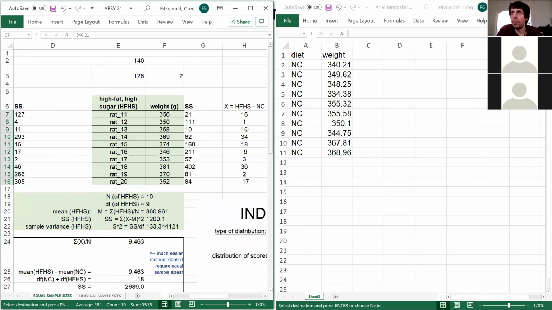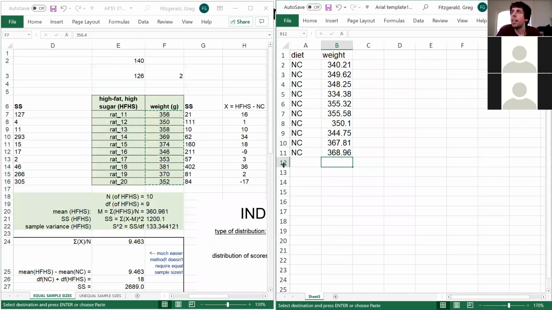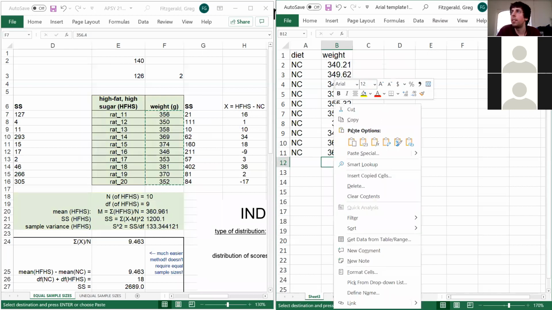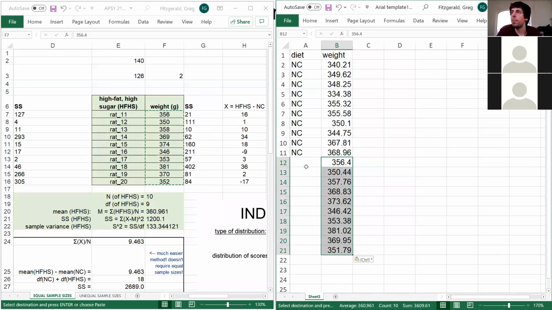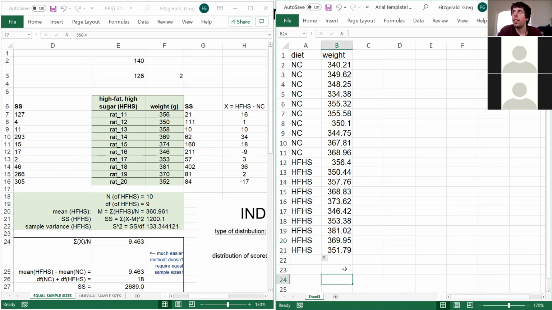And then I'm going to do the same thing for the high fat, high sugar chow guys. Here I can take all of their weight data, and in the next row of our spreadsheet, paste it. And for what to call this diet group, HFHS, high fat, high sugar, I can simply drag those down. And what we have here is what a good CSV file for an independent samples t-test would look like. You have your independent variable, diet, and you have your dependent variable, weight.